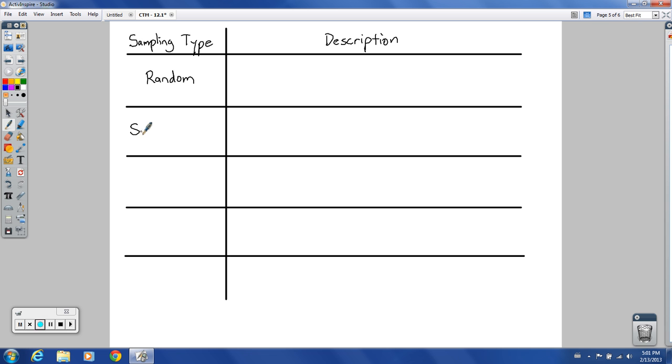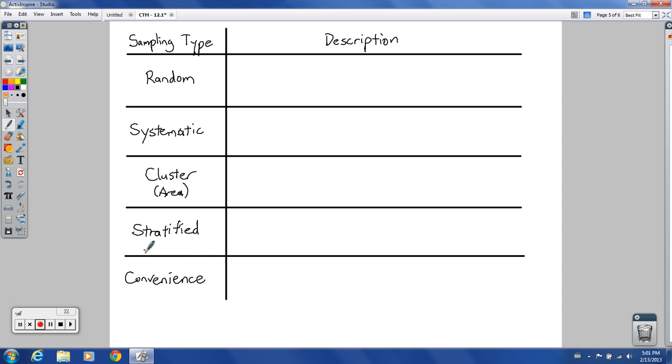So we're going to have random, systematic, should spell that right though, systematic, like system, and then A-T-I-C. Cluster, sometimes referred to as an area sample. Stratified, and convenience. Those are going to be the 5 types we're going to talk about in this lesson.